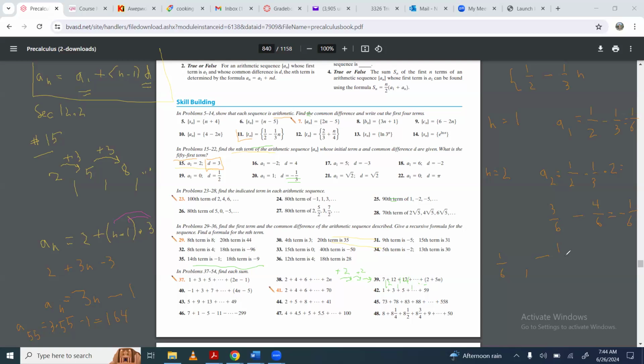So how do I produce the next terms? Well, I need to see the difference between these. So if I subtract from 1/6 negative 1/6, I'll actually have to add, right? Because if I subtract a negative, there'll be a plus.